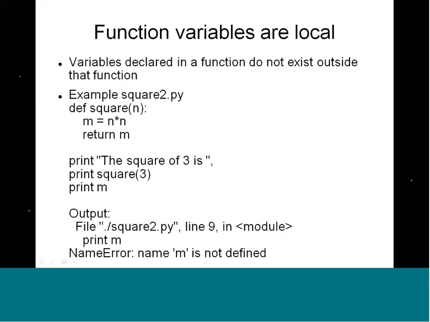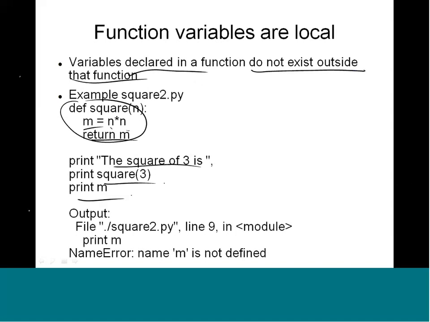Now this is something that we saw earlier. As I mentioned, variables declared in a function do not exist outside the function. So here is one example. def square(n): m = n squared, and then return m. So if you say square of 3, and then ask it to print square 3, and then you print m, Python will generate this error.